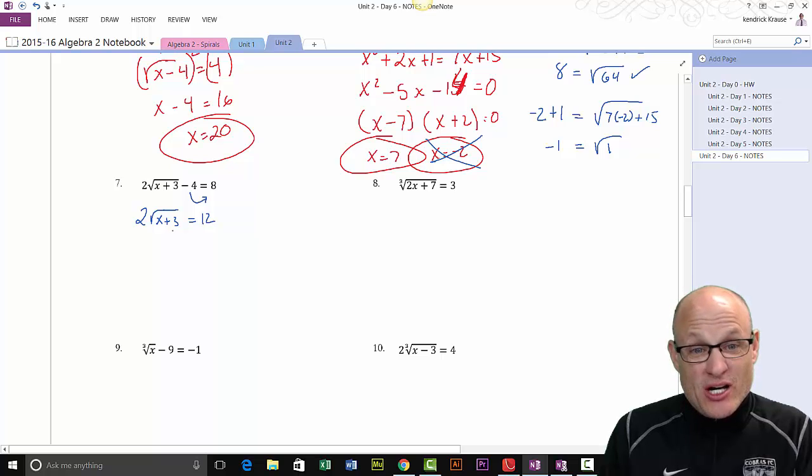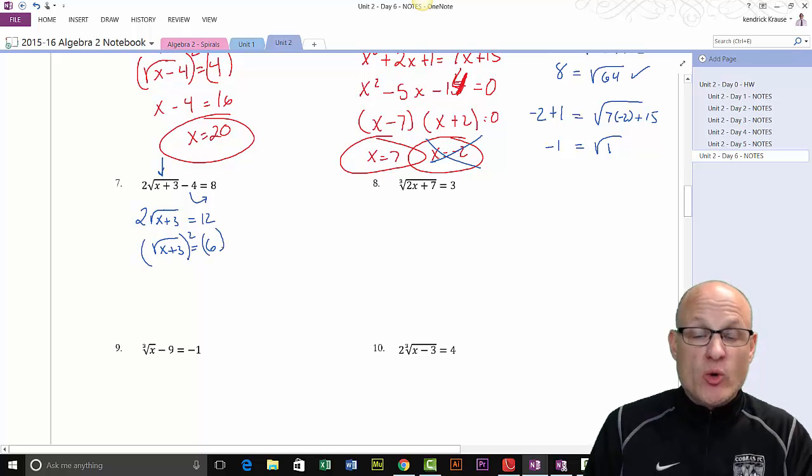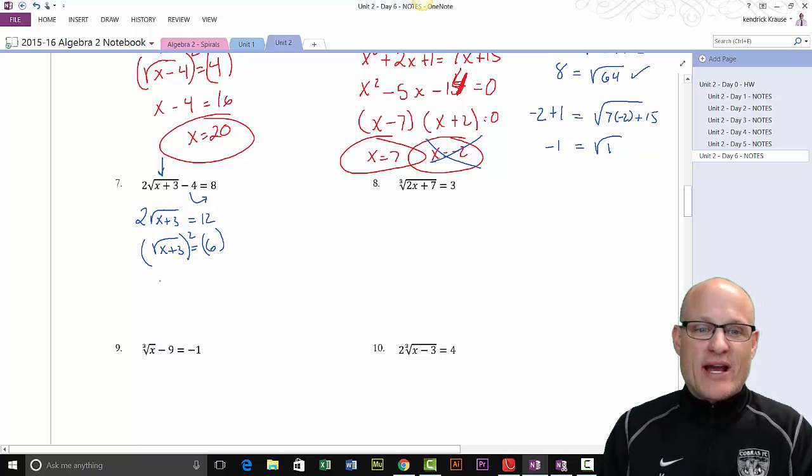Then I have to get the x plus 3, the weird thing alone. And remember, this is the weird thing. We've got to get it alone. So I get square root of x plus 3 equals 6. Now I'm going to square both sides. That's the undoing or the inverse operation of radical. And you get x plus 3 is equal to 36.